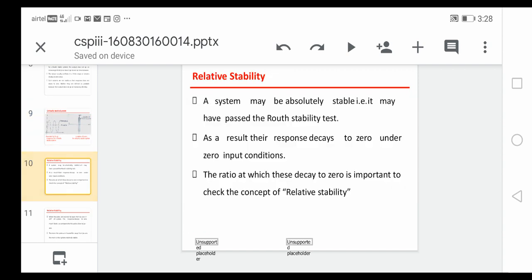And relative stable system: a system may be absolutely stable, that is, it may have passed the Routh stability test. That thing we are going to discuss now. In Routh stability, the system must be absolutely stable, and at the same time it must pass the Routh stability test. That particular system we call relatively stable. As a result, their response decays to zero under zero input condition. The rate at which they decay to zero is important to check the concept of relative stability.